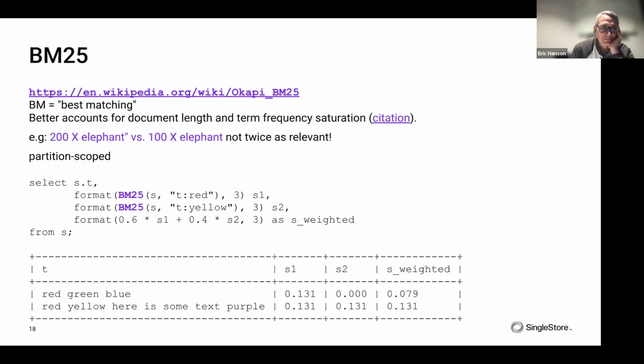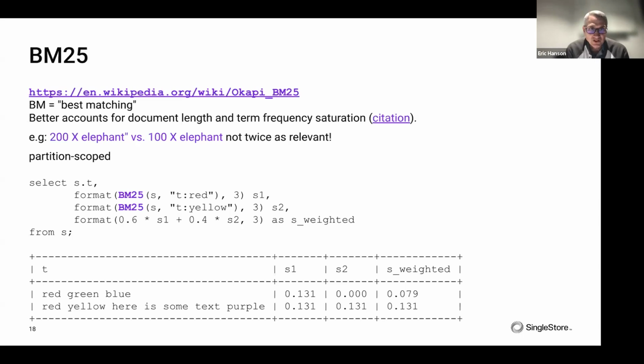So what BM25 does is, if it sees a term a lot relative to document length, it's not going to weight it as highly. It's not going to give you a linear increase in score as the number of terms increases. The increase in score will decay and become less and less significant as there are more and more of them.